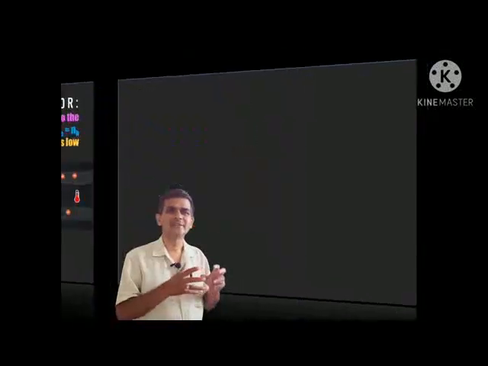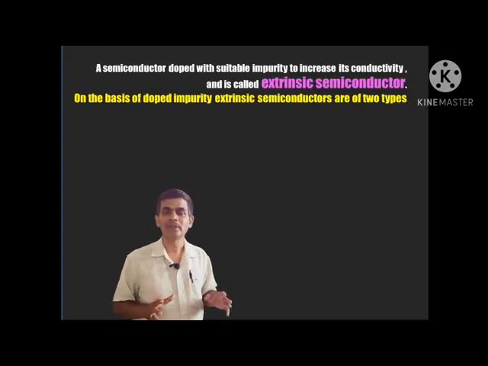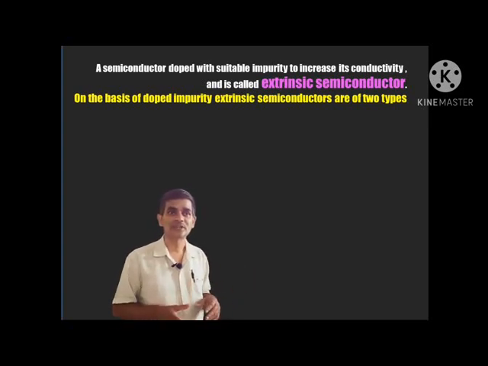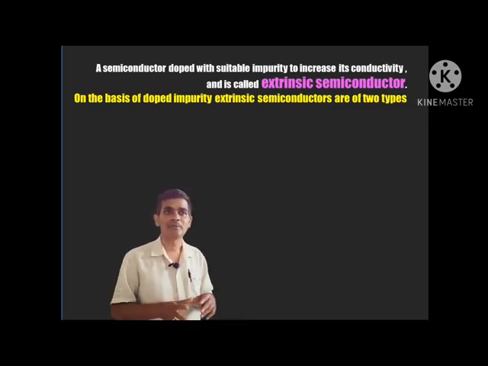But their conductivity is low. At room temperature, the conductivity is low. We have to enhance or increase the conductivity. By raising the temperature, of course, its conductivity may increase, but practically it is not possible. Because of that reason, we add some impurity atoms to the semiconductor, and that type of semiconductor is called an extrinsic semiconductor.